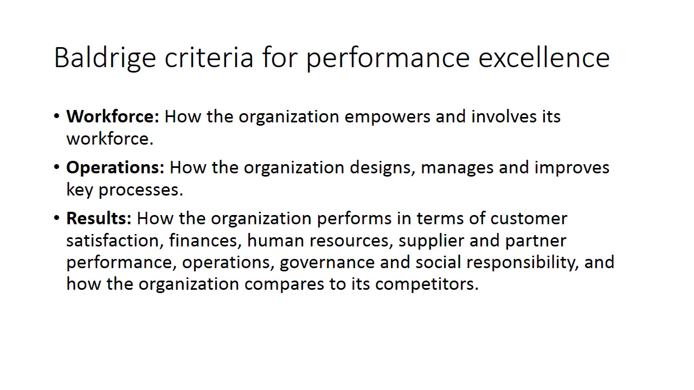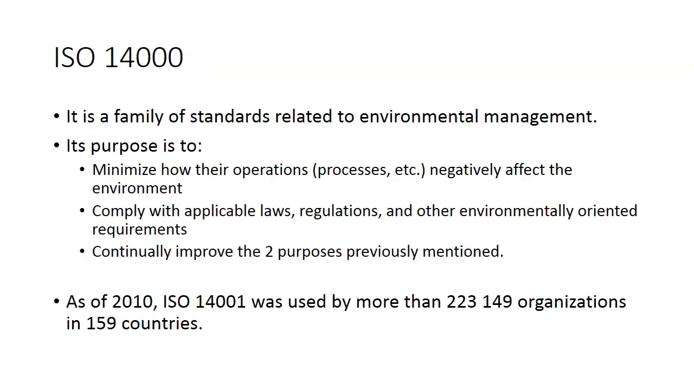And the final criteria that has to be considered in the Malcolm Baldrige National Quality Award talks about results. This is simply how the organization performs in terms of customer satisfaction, finances, human resources, suppliers and partner performance, operations, governance, and social responsibility. Also, it makes a remark on how the organization compares to its competitors. So this is kind of a benchmarking.